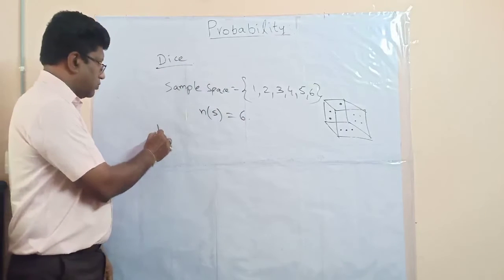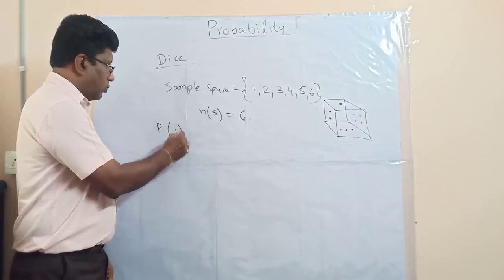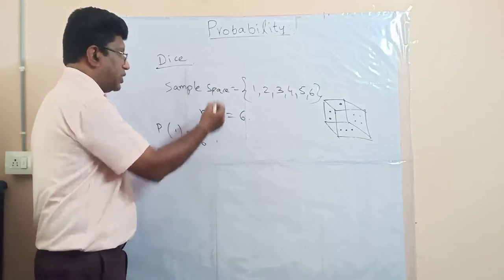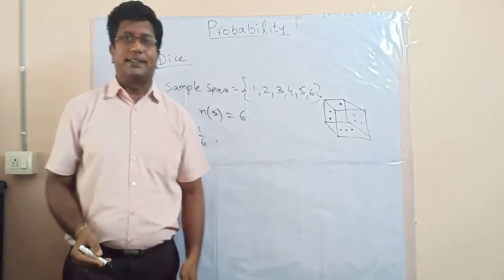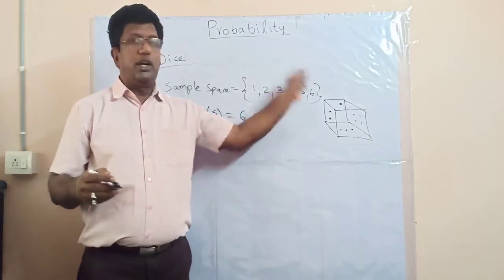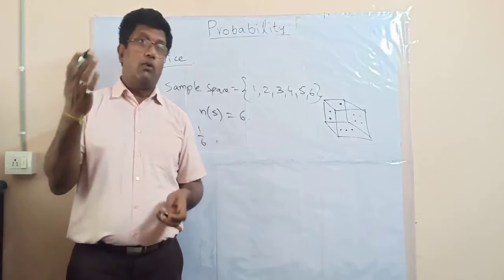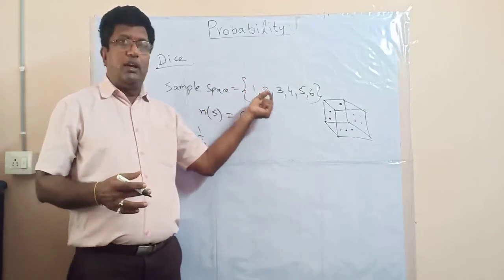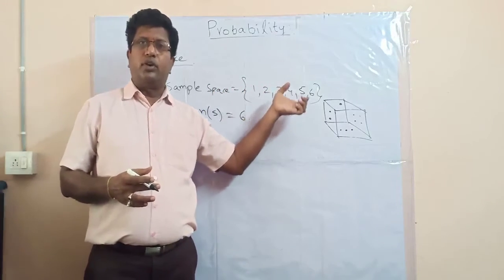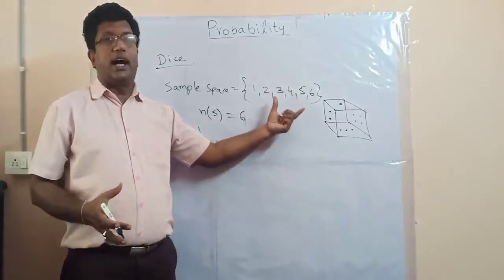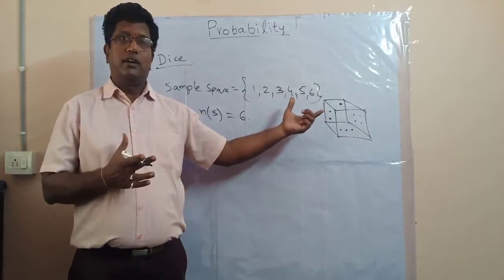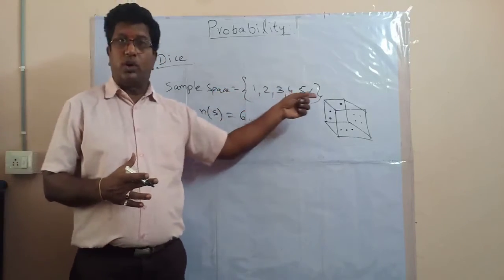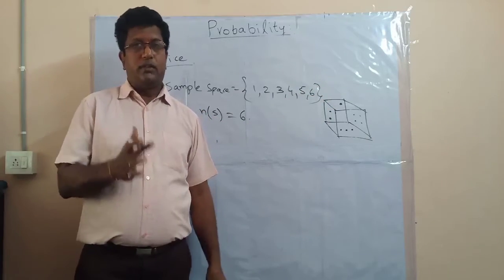Next, what is the probability of getting 1? We have only 1. So 1 by 6. What is the probability of getting 2? 1 by 6. What is the probability of getting any other number? It's always again the same, 1 by 6. So the probability of getting each of 1 or 2 or 3 or 4 or 5 or 6 is the same. So tossing a dice is taken as a fair experiment, and the outcomes can be taken as fair.